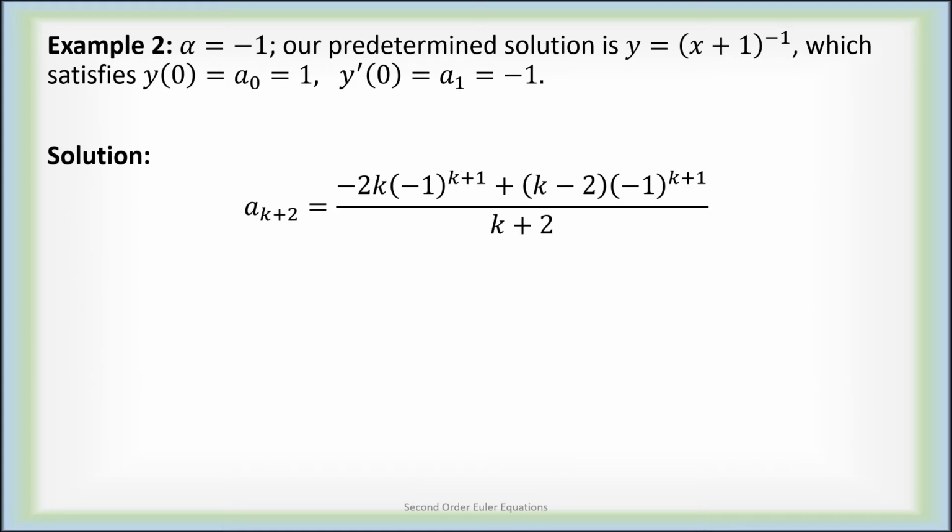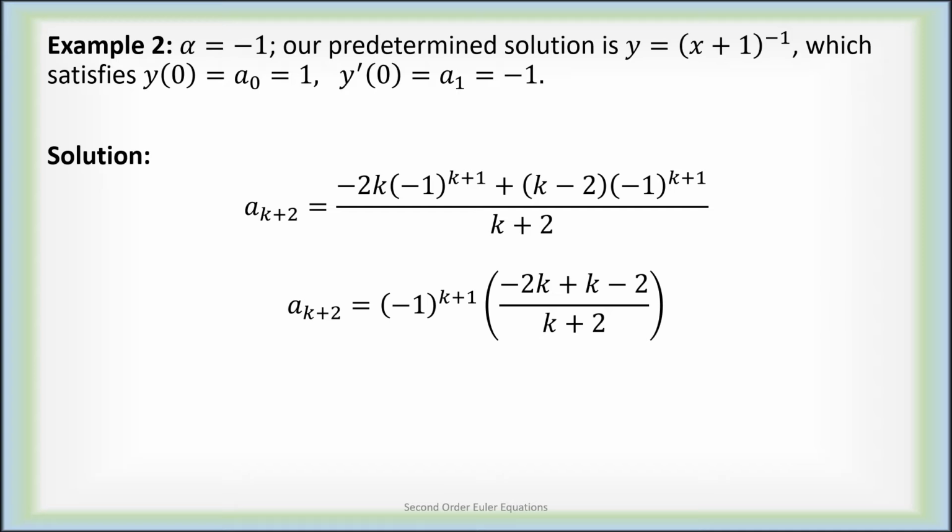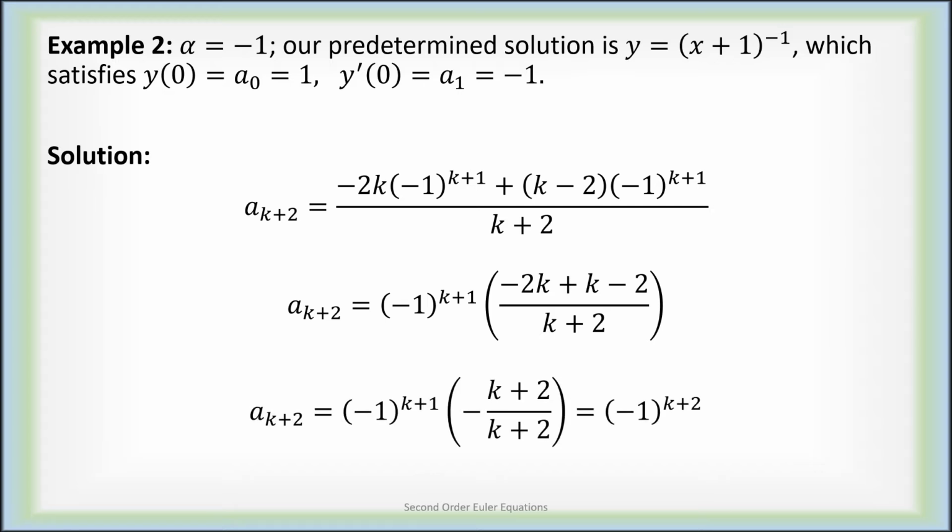So here's what we have so far. Once we factor out that shared negative 1 to the k plus 1, our numerator is negative 2k plus k minus 2. In other words, this numerator is just negative 1 times k plus 2. Negative 2k plus k is just minus k. So I get a minus k minus 2, I factor that minus out, and it's just k plus 2. K plus 2 cancels k plus 2. This is just negative 1.